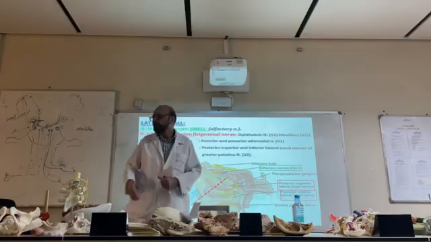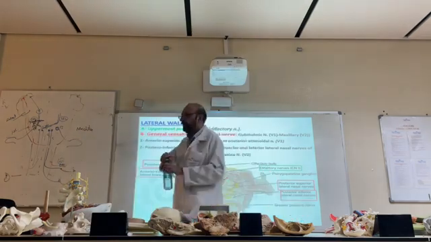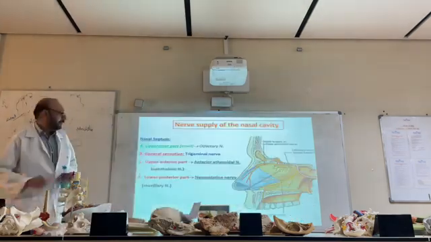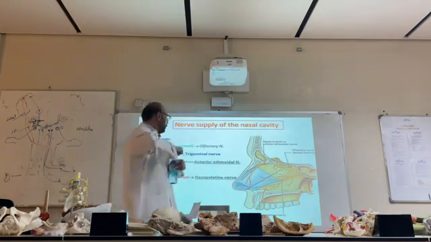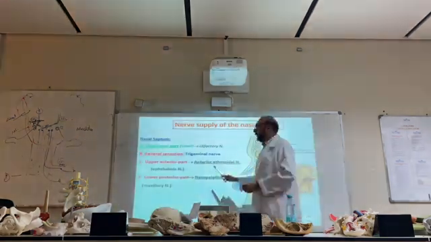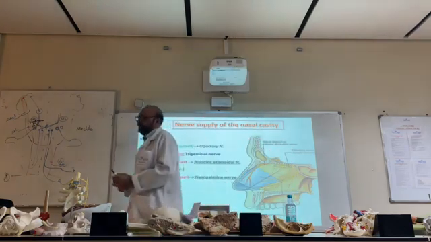Am I clear? Doctor, in the previous slide, let me go there. The upper anterior is giving the ethmoidal nerve, anterior ethmoidal. The anterior ethmoidal is a branch from the ophthalmic, yes. Clear now? Okay.